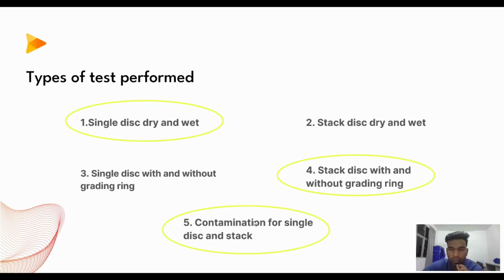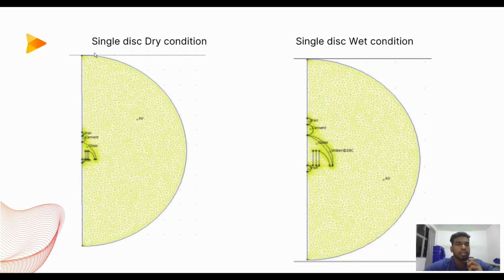So that's the reason why we'll install a grading ring in the high voltage. And the contamination is fungus. For this project, we use fungus. So I'll begin with the presentation.